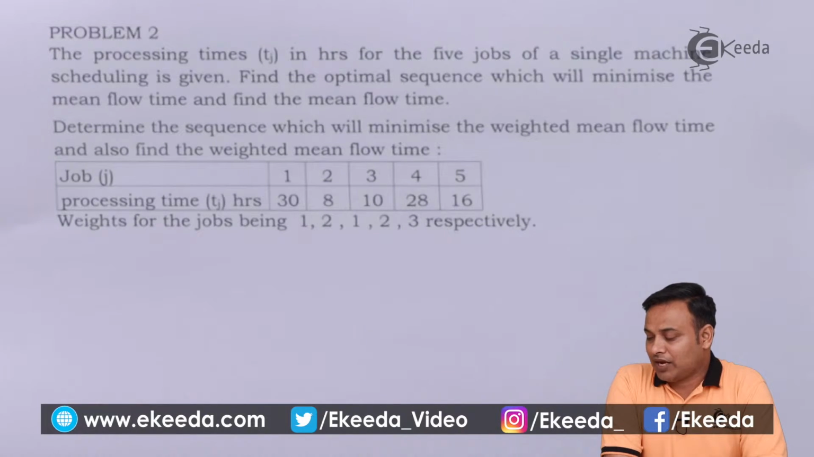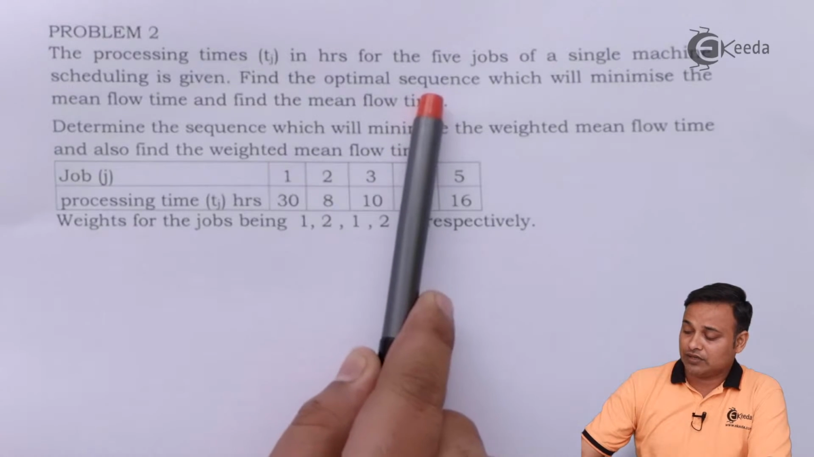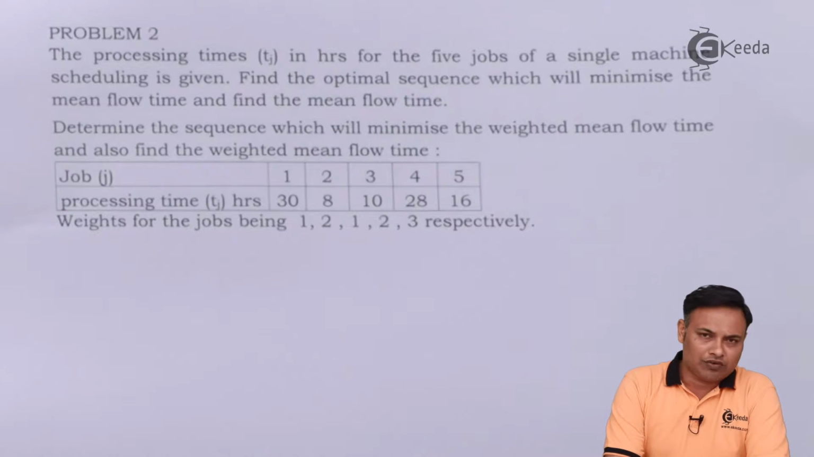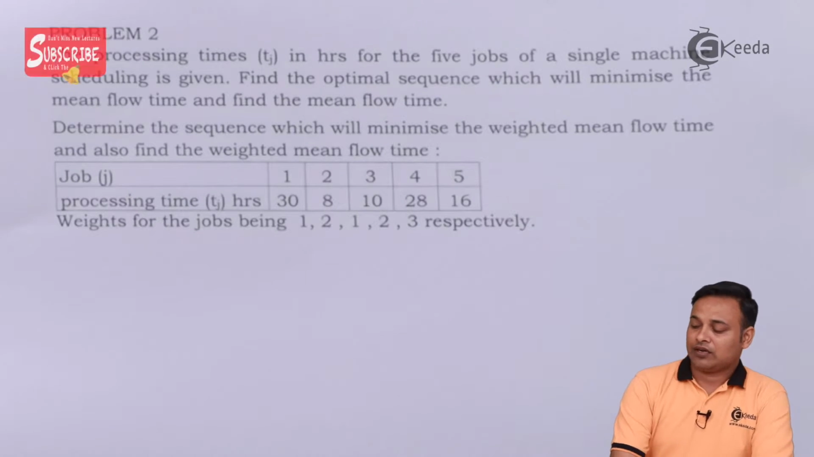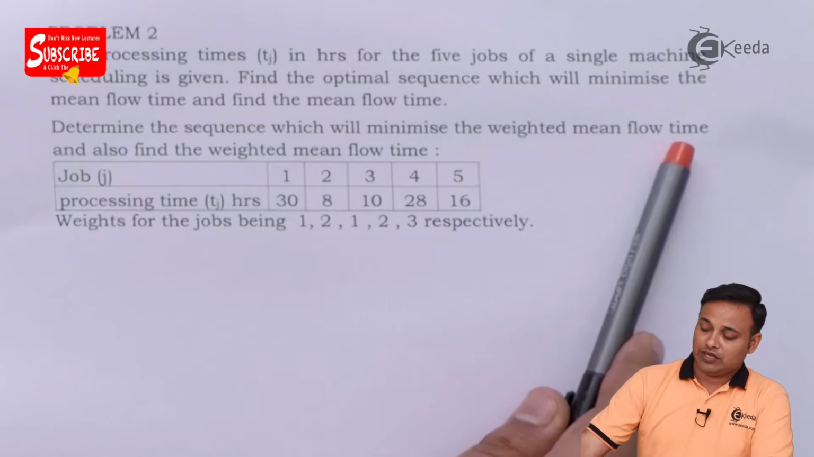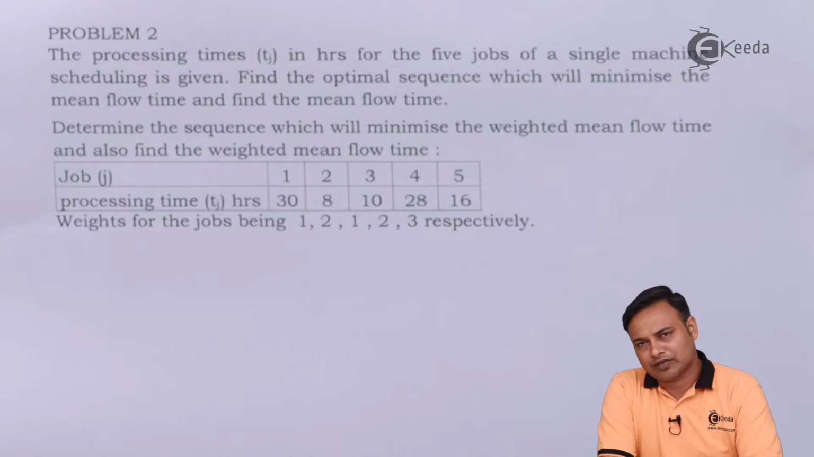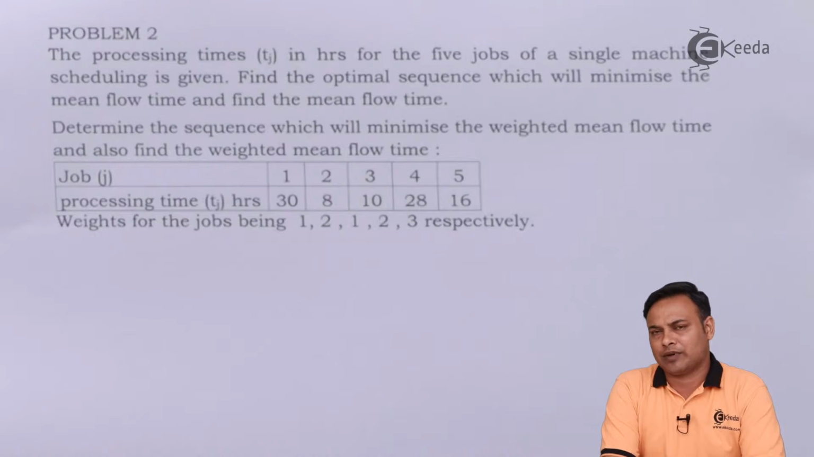The processing time in hours for the 5 jobs of a single machine scheduling is given. Find the optimal sequence. So we want to find out the optimal sequence which will minimize the mean flow time and find the mean flow time. That is the first part of the question. Second part, determine the sequence which will minimize the weighted mean flow time and also find the weighted mean flow time. That's the second part. So we'll first work out the first part and then we'll work on the second part.